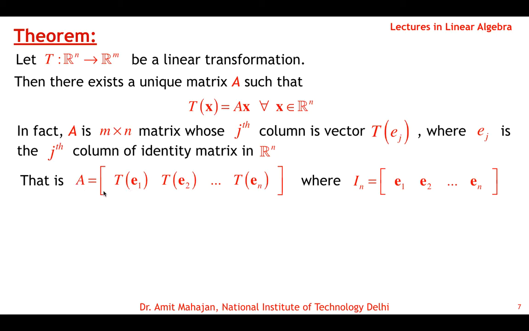So it says that the matrix A is an m cross n matrix whose jth column is actually Tej. So the first column is Te1, the second column is Te2, and so on. The last column is Ten. So it's an m cross n matrix. This is the first column, second column, and nth column shown here.